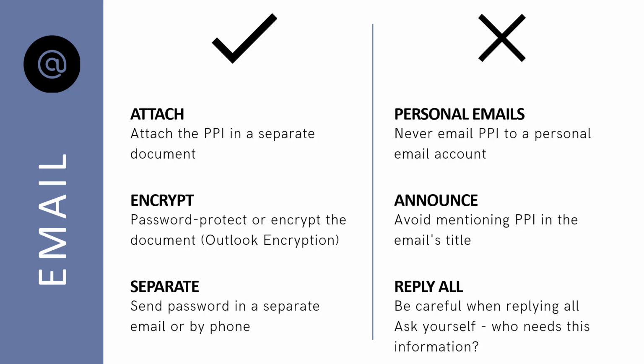Also in emails, avoid mentioning the PPI in the title. We don't want to announce that there's important information in this email. Finally, when replying all, be careful to consider who needs to hear the information. Maybe just one or two people on your team need the client's data instead of everyone.